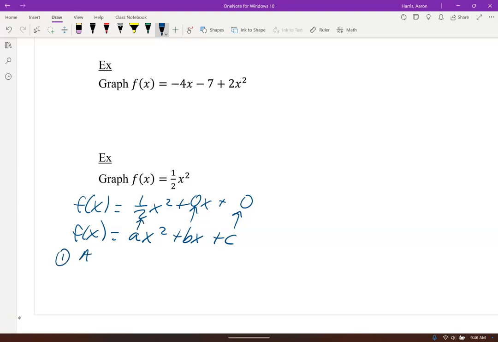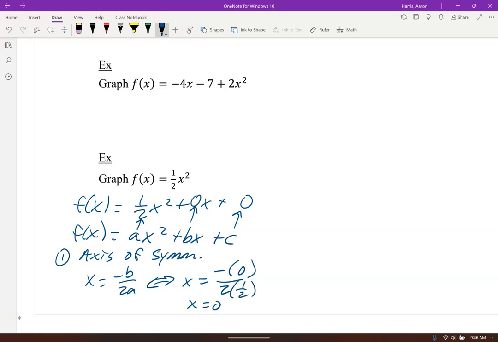So if you remember, when we're finding the axis of symmetry, the middle of the graph, it's x equals negative b over 2a. So x equals negative, well, b is 0. A is 1/2. Well, 0 over anything is 0. So this one goes right down the middle. The middle of the graph is the y-axis. And then 0 is where the vertex is.